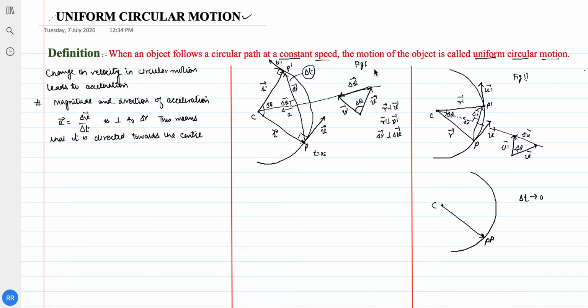So in figure number 1, delta t is large. In figure number 2, delta t is reduced. So it is delta t1, and this takes time delta t2. So I can say delta t1 is greater than delta t2. So now here in this case, delta t approaches 0.